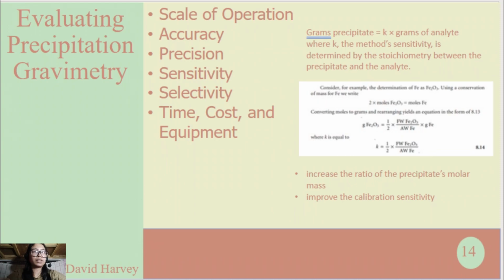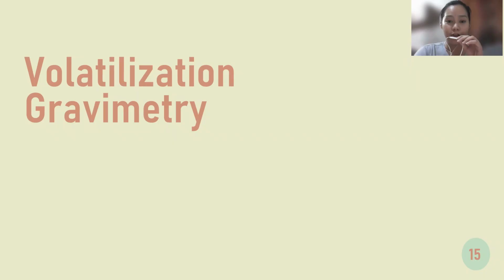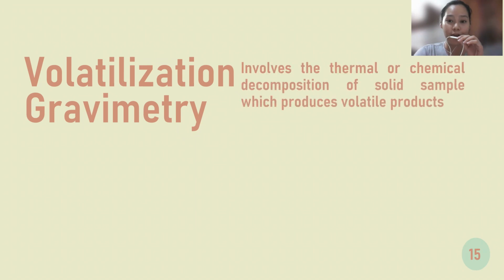Another type of gravimetric method is volatilization gravimetry. Its name stems from the reason that this type of analysis typically produces volatile products through thermal or chemical decomposition of the samples. Quantitative information from volatilization gravimetry can either be obtained from trapping and weighing the volatile products or by weighing the residue of the sample after heating.